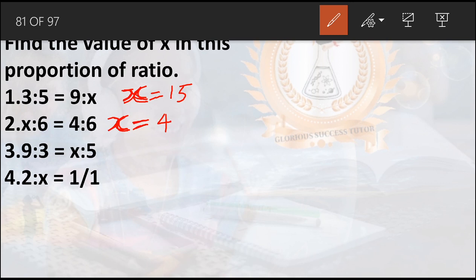So the next step of action, we're going to number 3 now. Number 3 says 9 ratio 3 equals x ratio 5. Can you see that now? This is the ratio symbol.